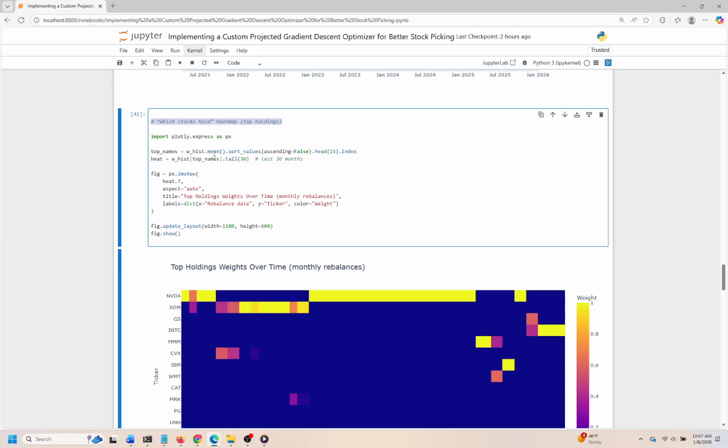The workflow kicks off by calculating the average weights of each stock held, which allows us to determine the top 15 holdings. This is done by sorting the mean weights in descending order and selecting the top results.